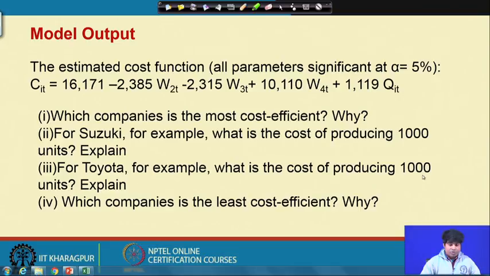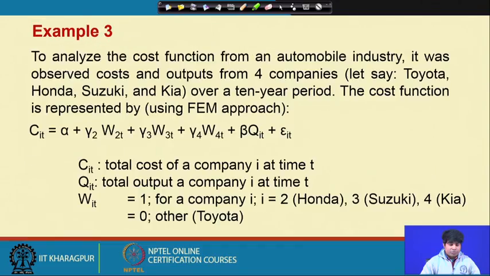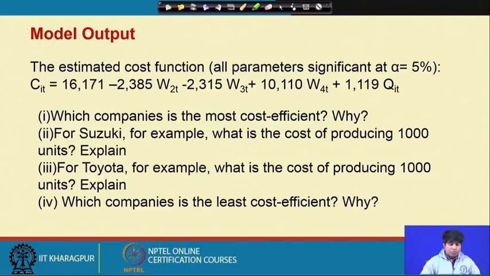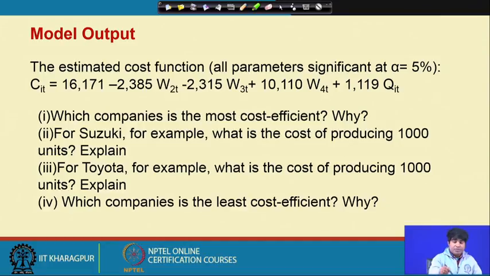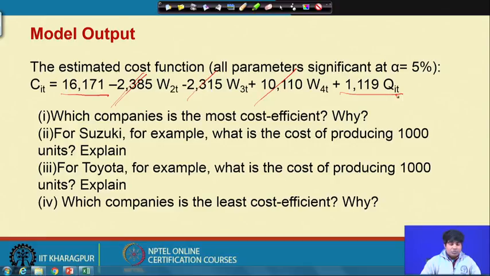Now, corresponding to this model, this is the output side, and we have the estimated output. It starts with alpha, and the estimated alpha is 16,171. This is the second dummy variable weightage, this is the third dummy weightage, this is the fourth dummy weightage, and this is the output slope coefficient. With this structure, we want to know which company is the most effective and why.